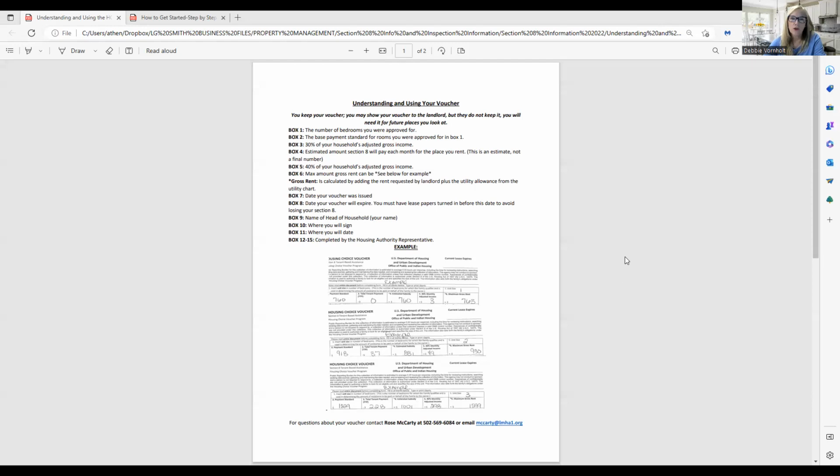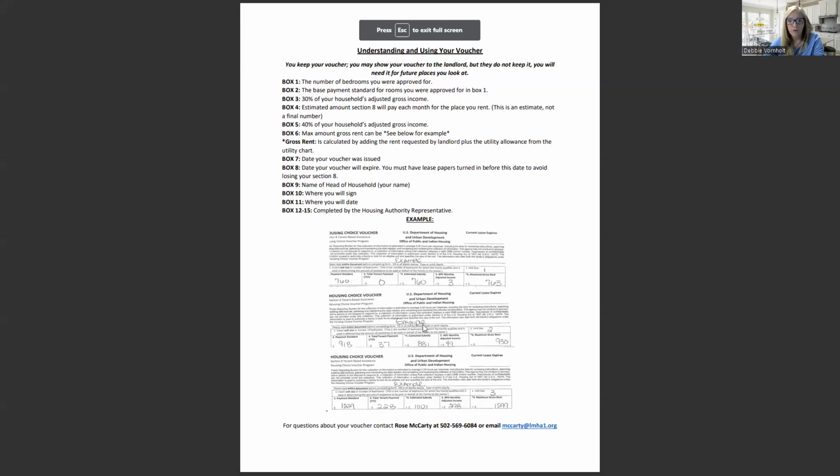So this is part 2 of understanding the Section 8 voucher. In the previous video, I talked about how to screen a voucher applicant. Here are 3 different examples of vouchers that Section 8 provides in the owner packet. I know it's kind of hard to read here, but this will tell you how everything is broken down.